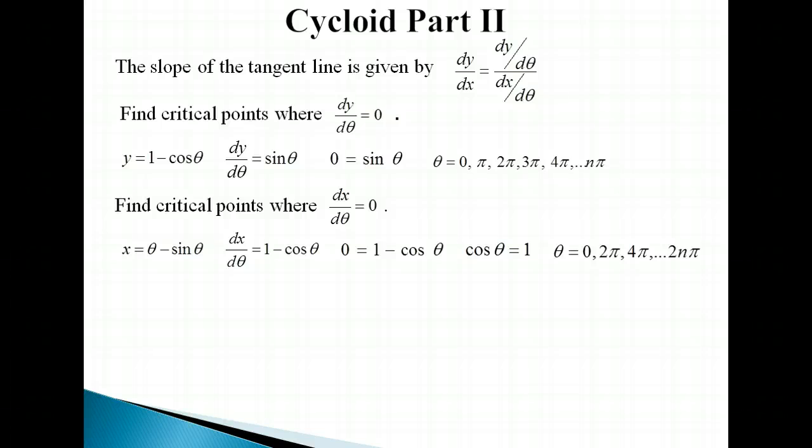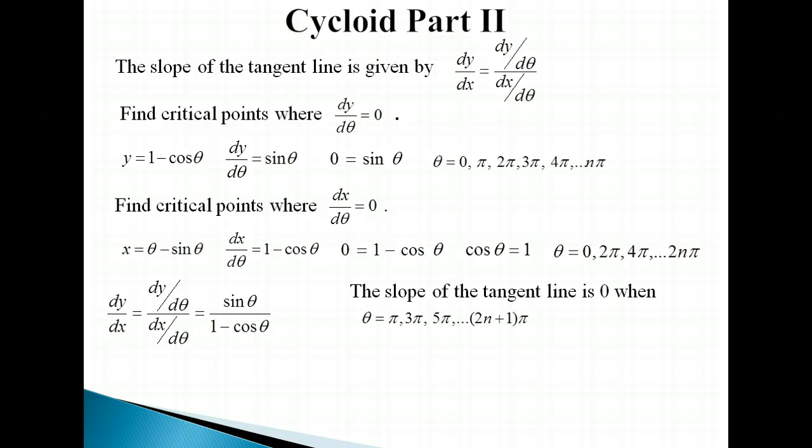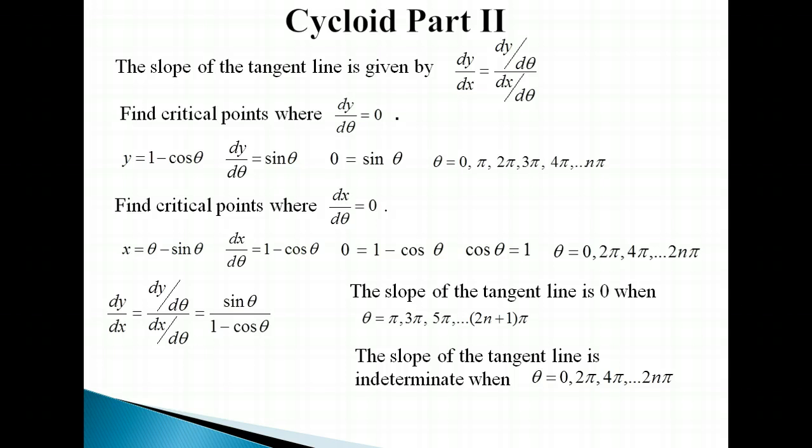Now what you should notice is that our dy/d theta and our dx/d theta have some critical points in common. So those are at 0, 2 pi, 4 pi, and so on. That's actually where the numerator is 0 and the denominator is 0, so that would be the indeterminate form. So when we want the slope of the tangent line to be 0, we don't want the denominator to be 0. We want only the numerator to be 0. So those would be the values of pi, 3 pi, 5 pi, and so on. Then it's indeterminate when both the numerator and denominator are 0, so that's at 0, 2 pi, 4 pi, and so on.